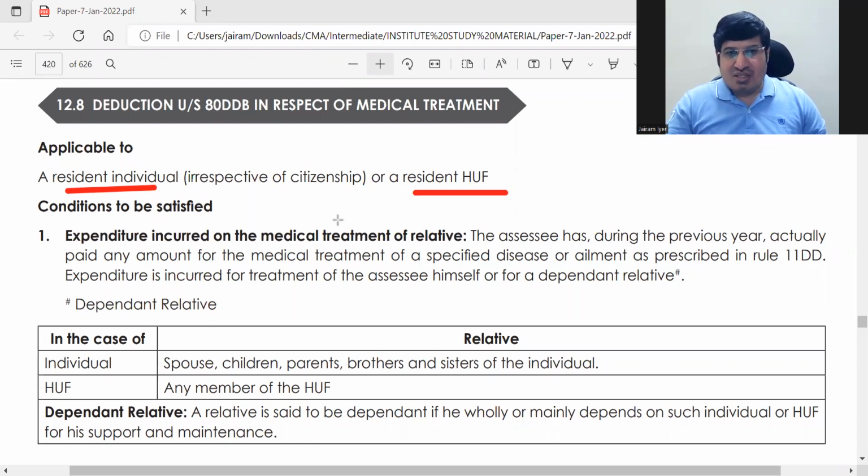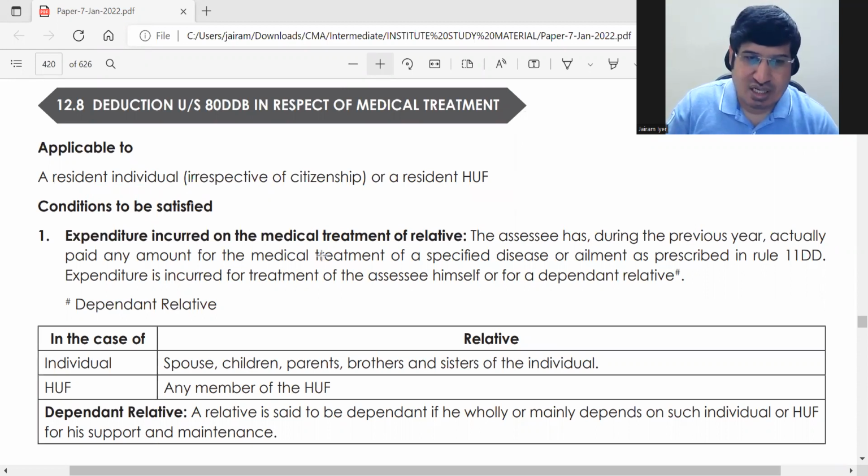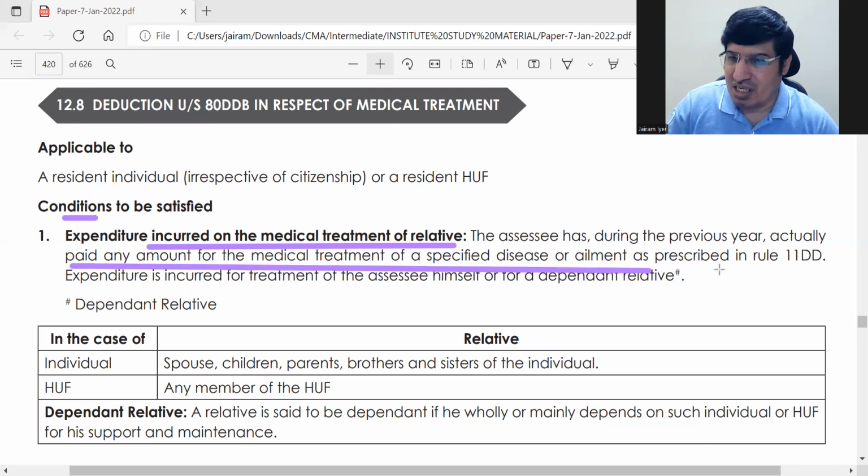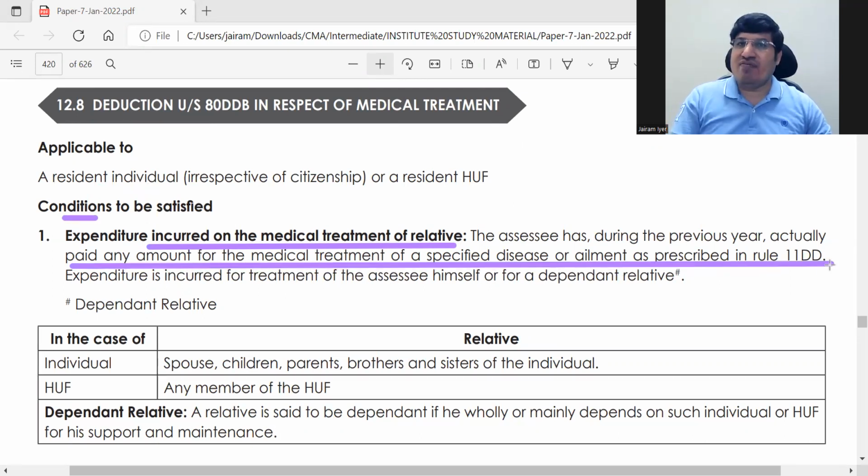Okay, so now let's see the conditions. You are incurring expenditure on medical treatment of a relative or yourself. He has to pay any amount for medical treatment of a disease prescribed in Rule 11DD. Here the keyword is to identify the difference between 80DD and 80DDB. For 80DDB, this Rule 11DD is the key.